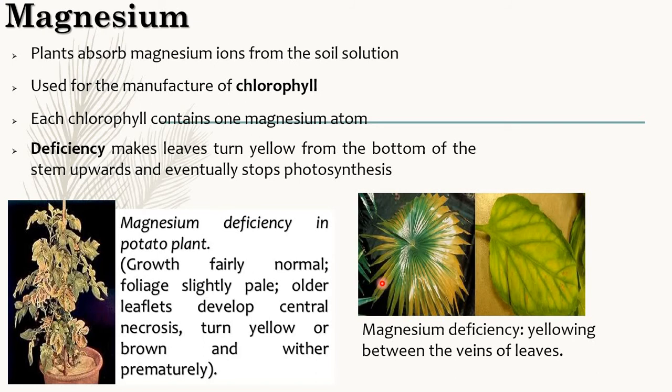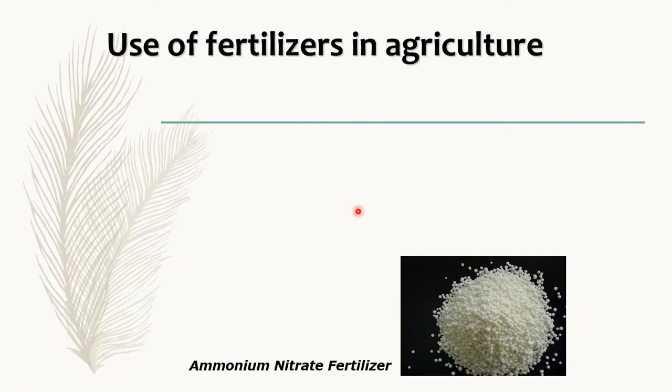Then I'll move on to the next one: the use of fertilizer. Now we go to the fertilizer. As we can see, that is the diagram for fertilizer. The name of this is ammonium nitrate fertilizer.